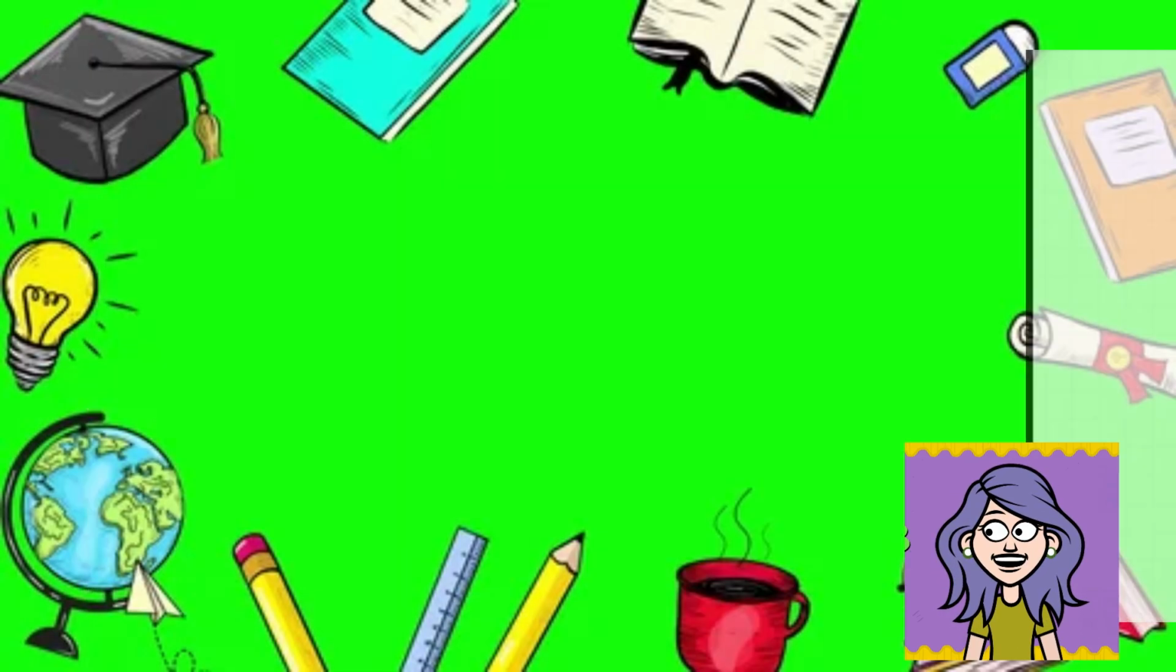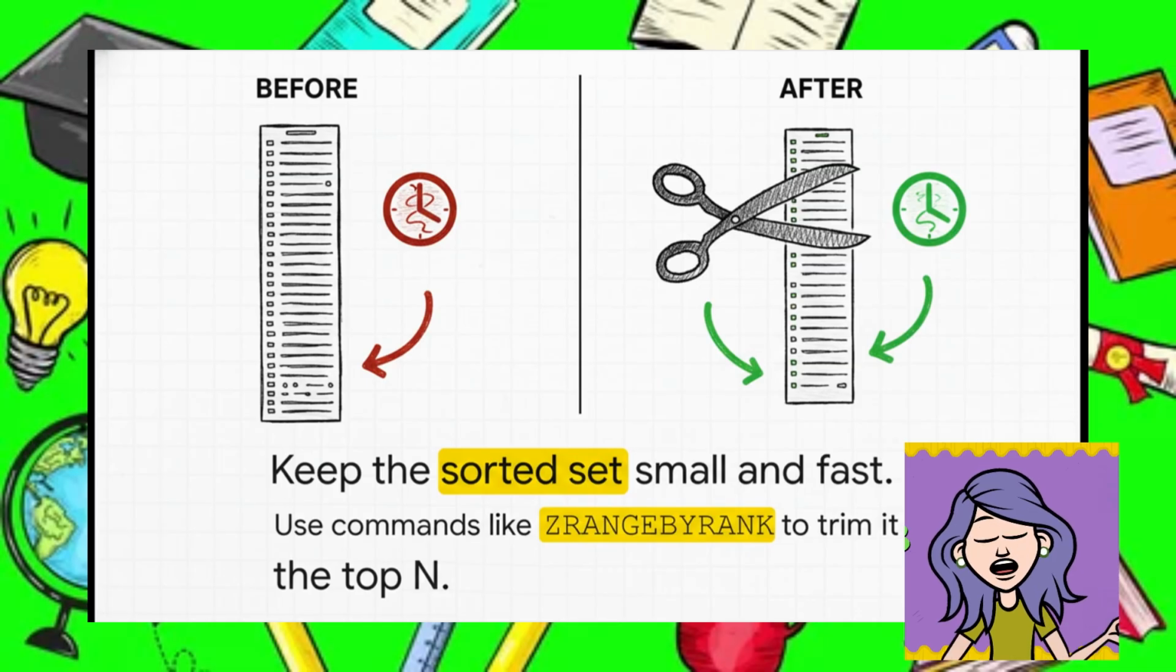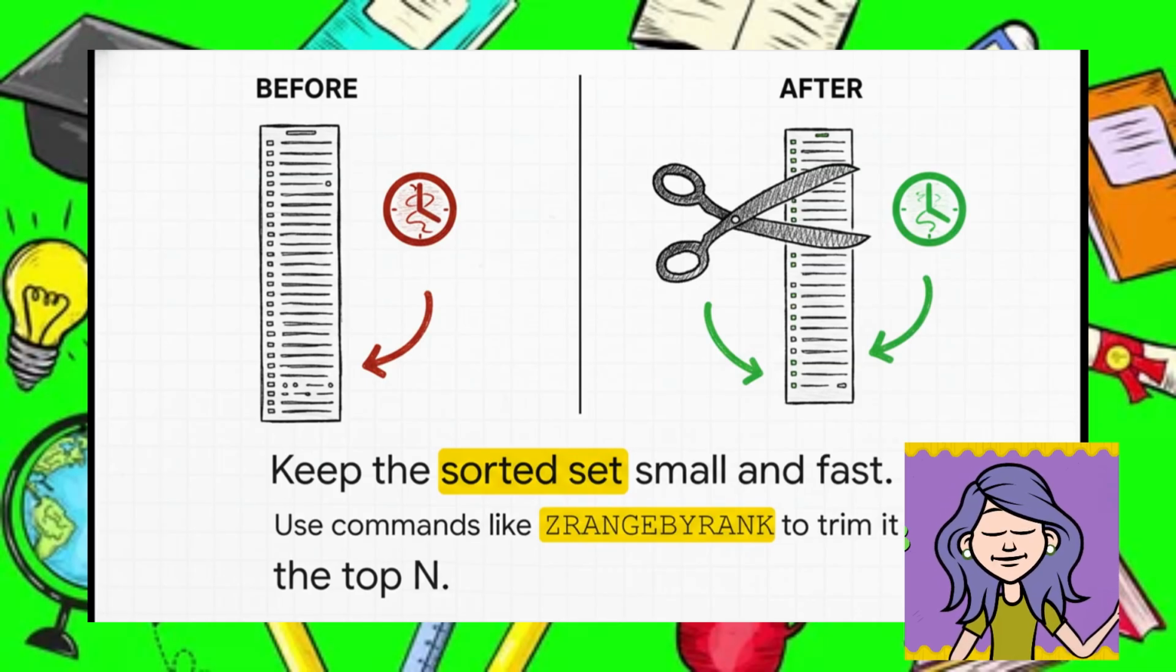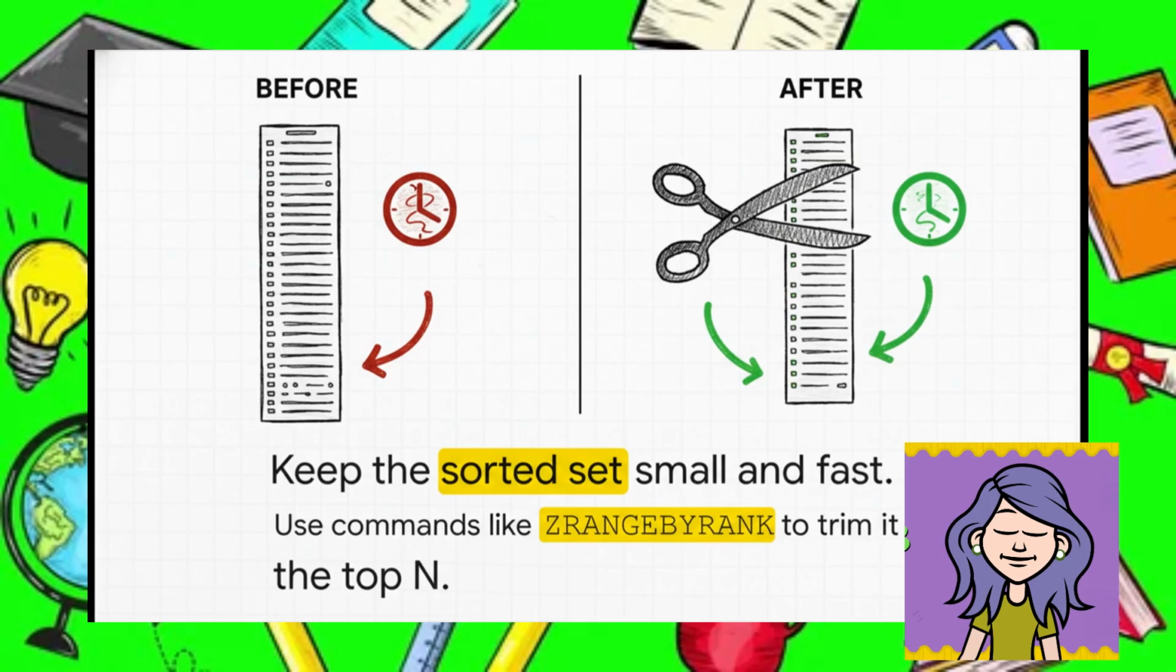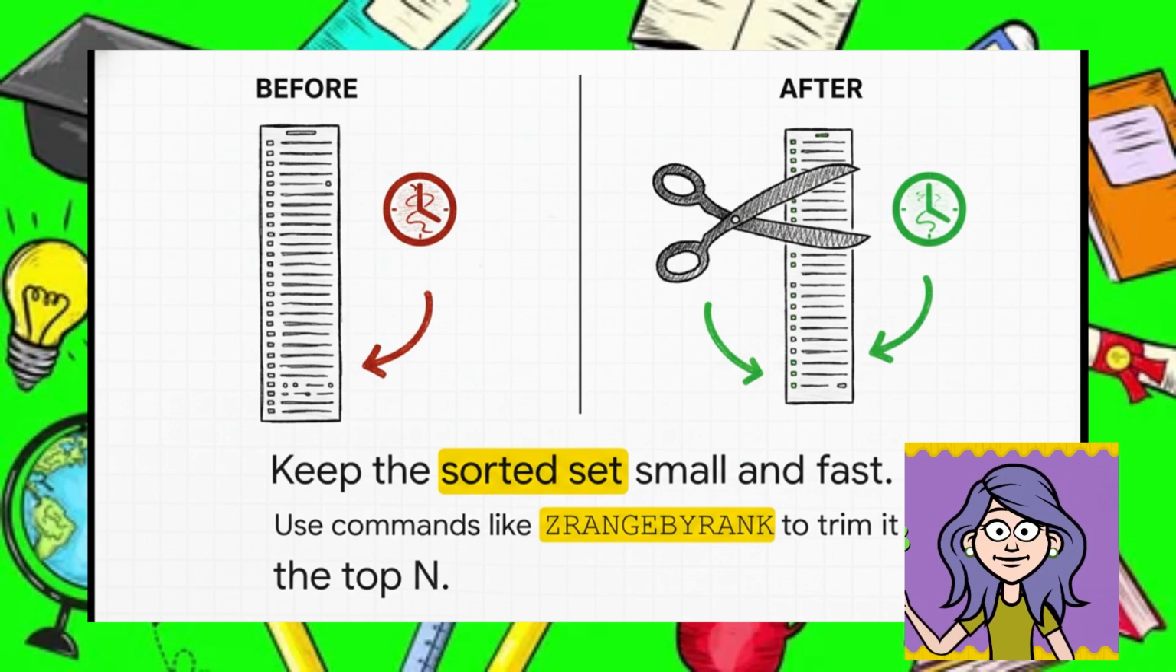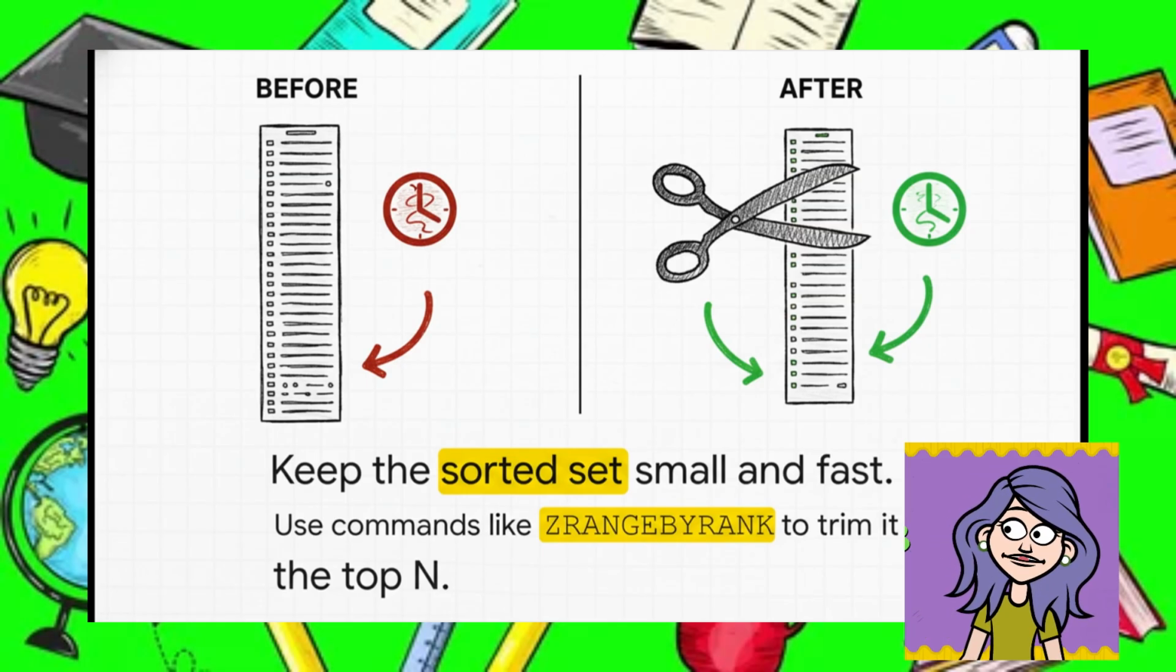So simple. But what about performance? Adding an item to a sorted set takes logarithmic time, which basically means as your leaderboard grows to millions of tweets, each update gets a tiny, tiny bit slower. So here's the pro trick. You keep the set small. You can periodically run a command to just trim the leaderboard, keeping only, say, the top 1,000 tweets. This makes sure your leaderboard stays lightning fast, no matter how much traffic you throw at it.